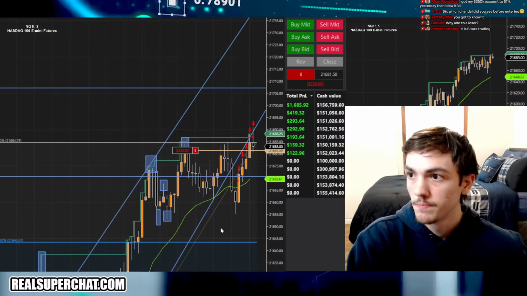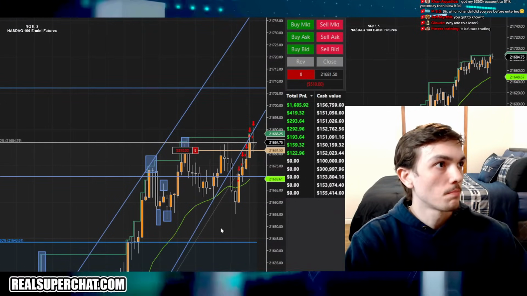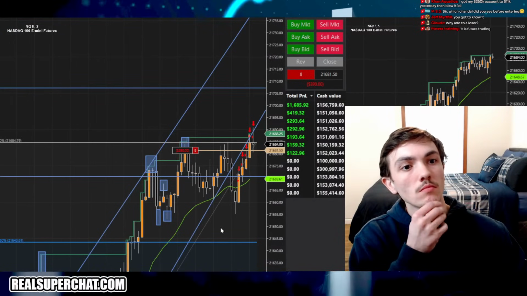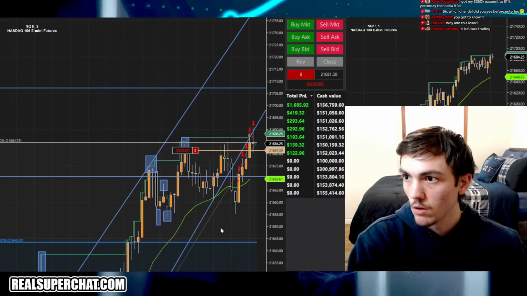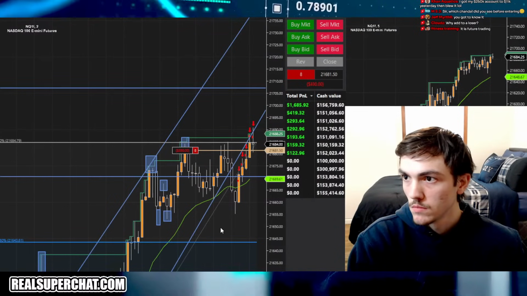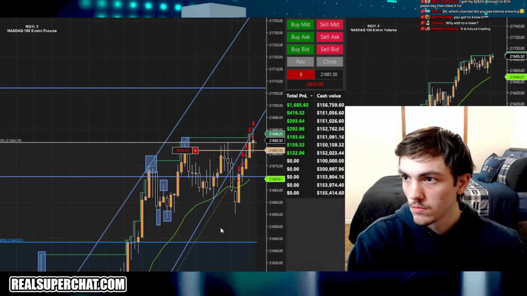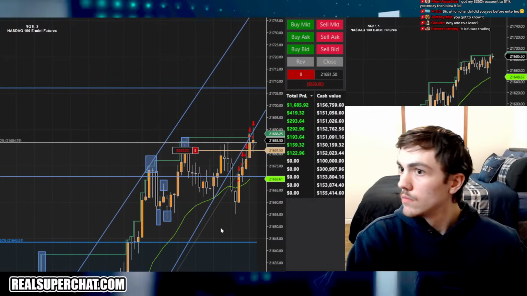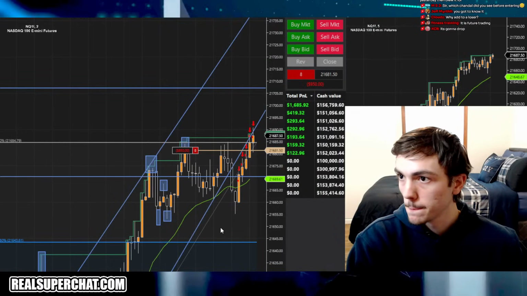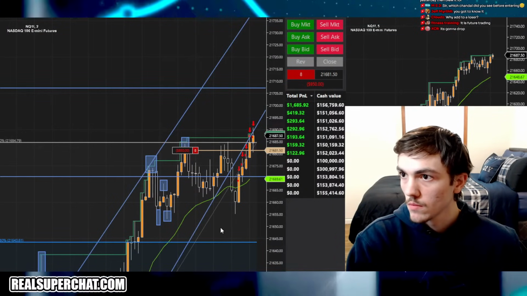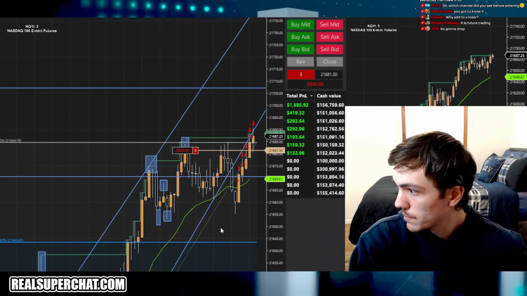Up 90. Looking pretty bullish. Looking for this to drop. Don't know if it will. ATR's at 11. We'll see, chat. We'll see. Looks like it may want to take another leg up. It's going to drop, maybe.